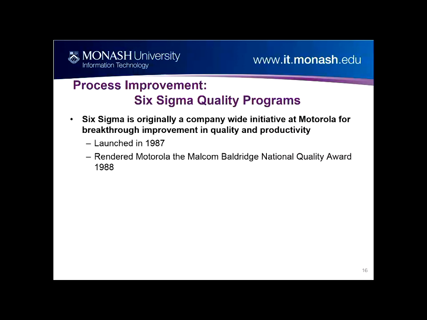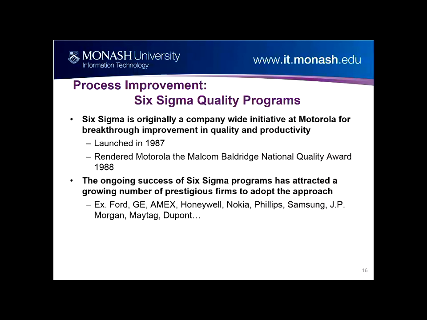So in 1987, which is history already, Motorola won the Malcolm Baldrige National Quality Award in 1988. And then with the ongoing success of Six Sigma, it carried on with Ford, GE, Amex, Honeywell, Nokia. Look at that, Nokia is there. Philips, Samsung, JP Morgan. Now, JP Morgan is a big financial company. And then Maytag, and then DuPont. DuPont is a very big chemical company in the US.